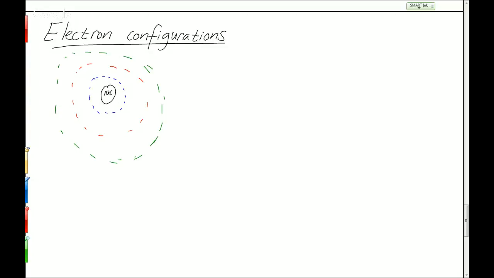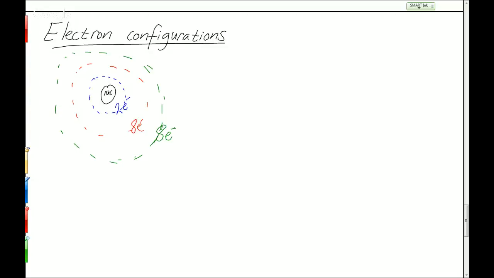There's only so many electrons that each shell can hold. The one in the middle, closest to the nucleus, can hold 2 electrons. The next one can hold 8. And the one after that, we're going to say can hold 8. Really, it can hold 18, but we're not going to get into that just yet. So we're going to say essentially 2, 8, and 8 electrons fit in these different shells going away from the nucleus.